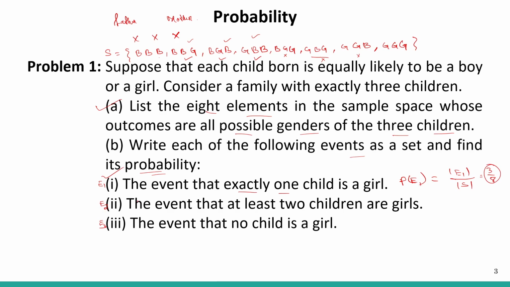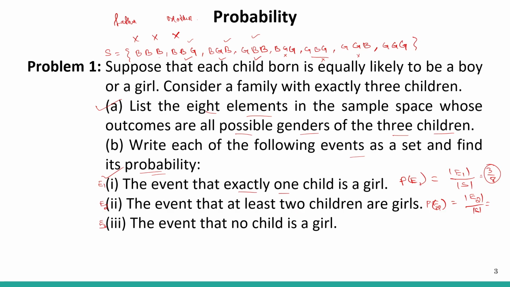So let's try to see the probability of E2, the event that at least two children are girls. For this, it will be the same. Probability of E2 will be the cardinality of E2 by the cardinality of the sample space. So let's see the cases. That is the event that at least two children are girls. So basically, we can have two children as girls, and we can also have three children as girls.